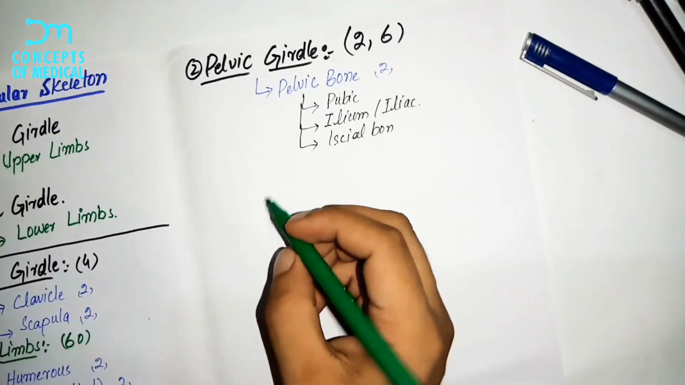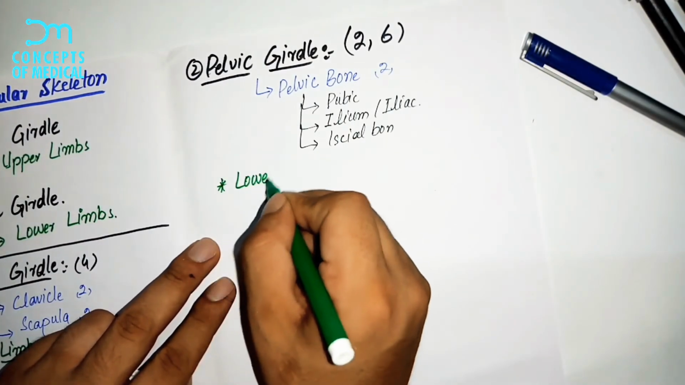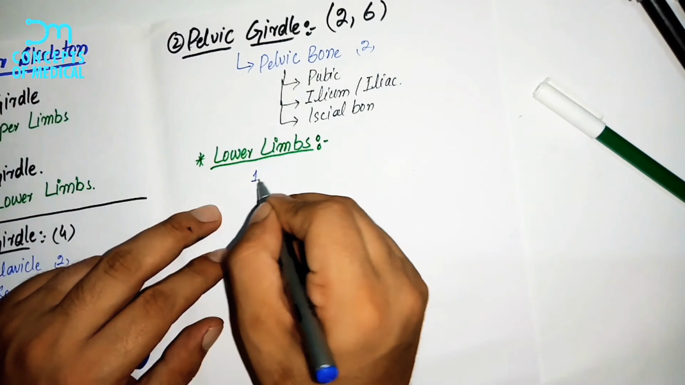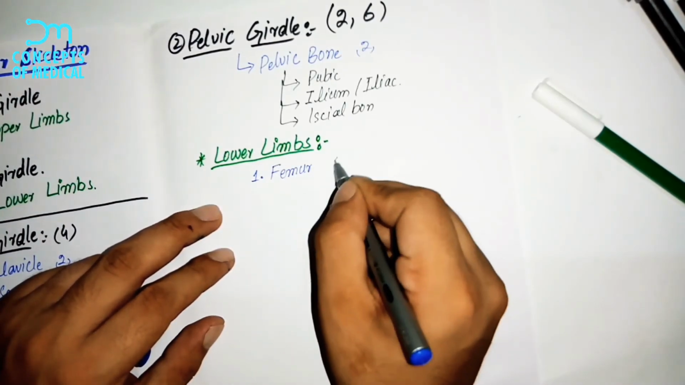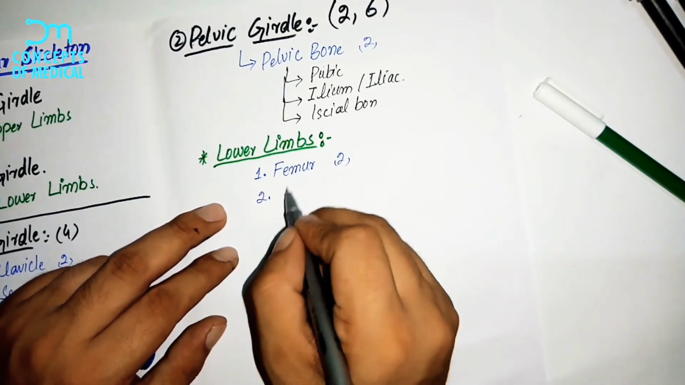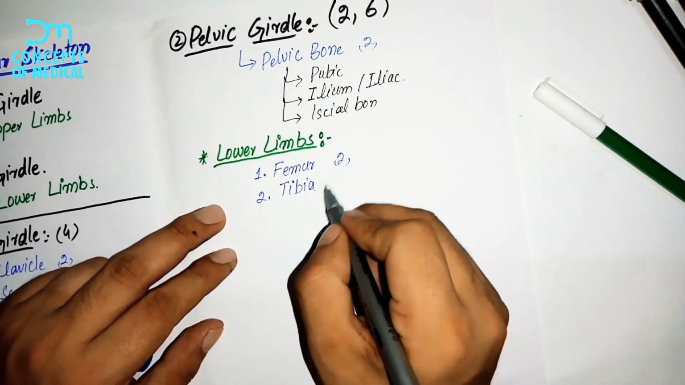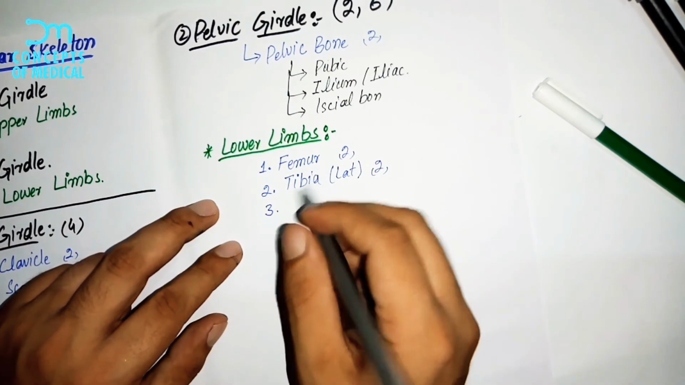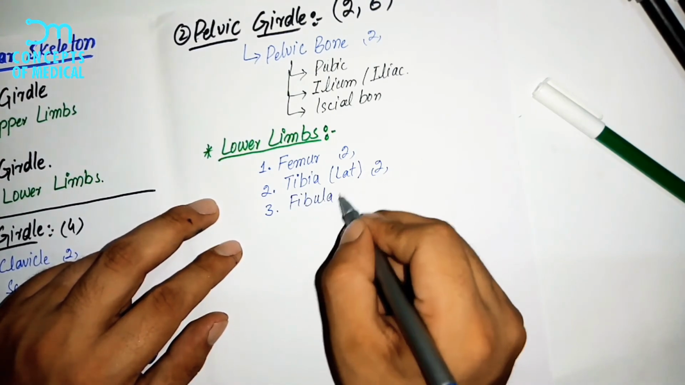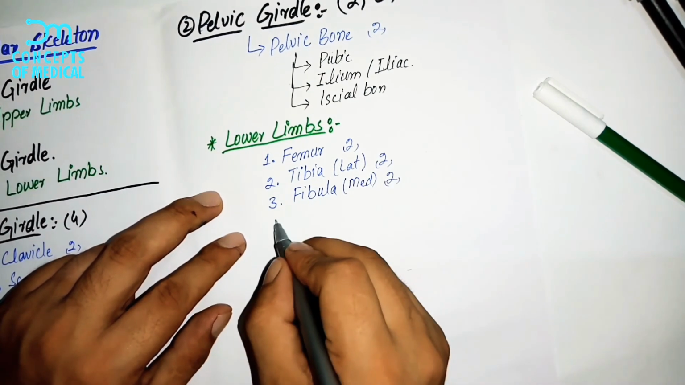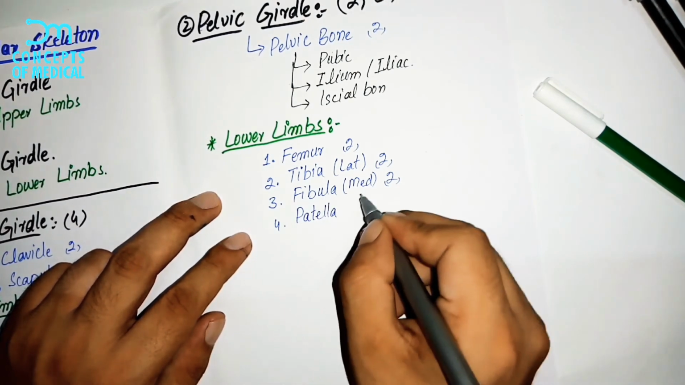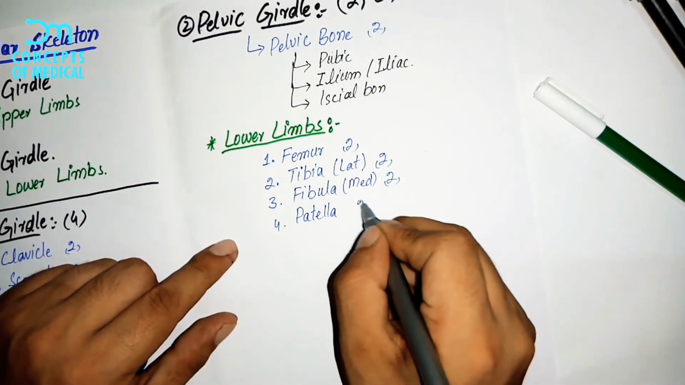The next point we have here is the lower limb. So how many bones do we have in the lower limbs? The first bone here is the femur. Femur is 2 in number for both legs, and the second bone is the tibia. Tibia is the medial bone of our legs, and it is also 2 in number. The third one is the fibula, which is the lateral bone, and that is also 2 in number. The fourth one is the patella. Patellae are present over the knee joint, so these are also 2 in number.